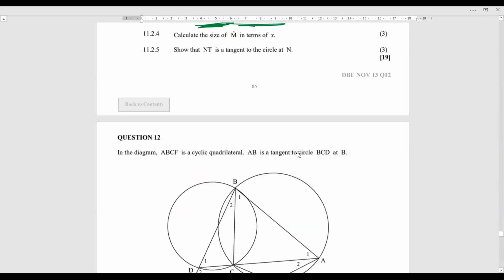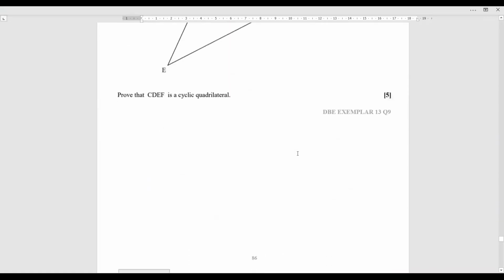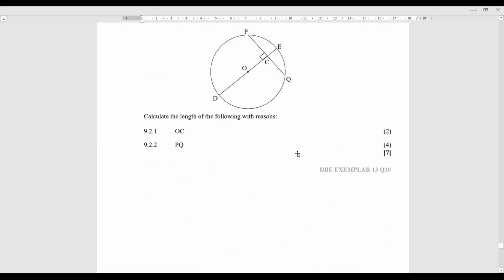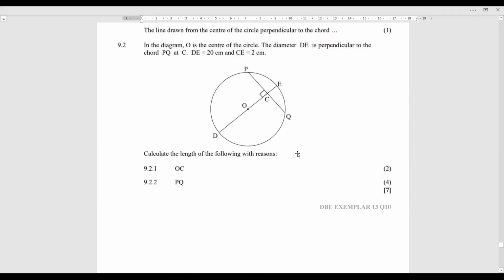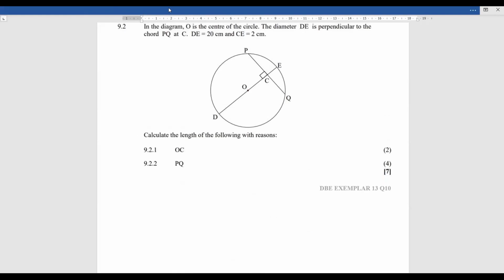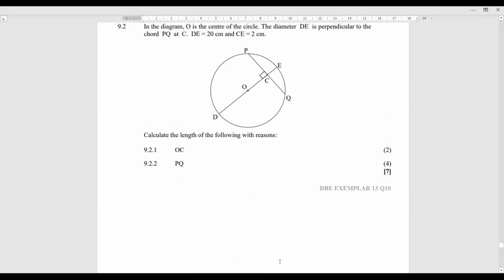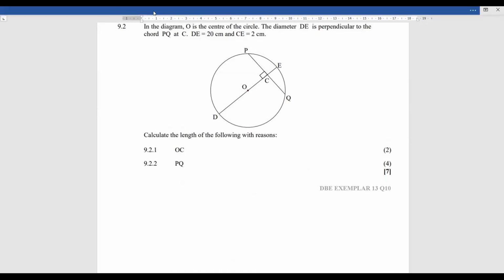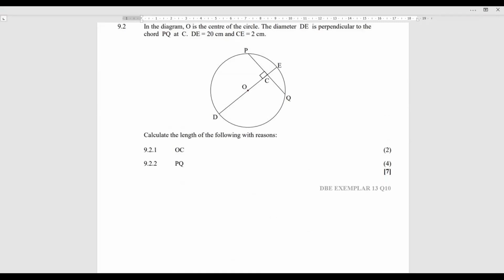Okay. I wanted to go to one more question, 87, before we close. Because of time, I'm going to do this last question. I'm going to work it with you because of time. So let's quickly get into this question.